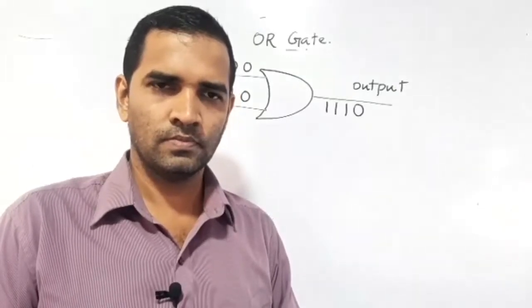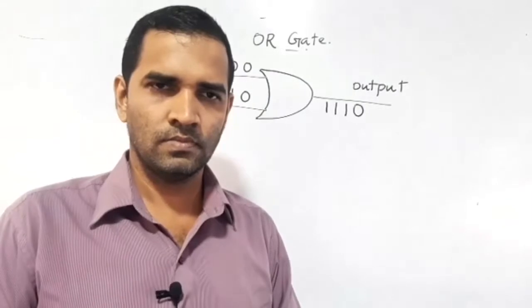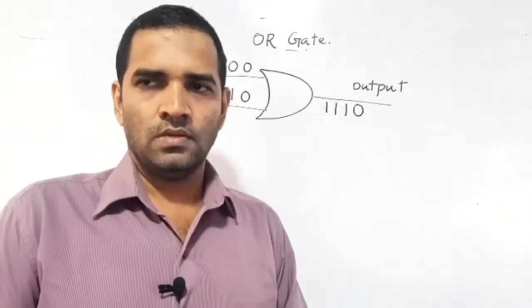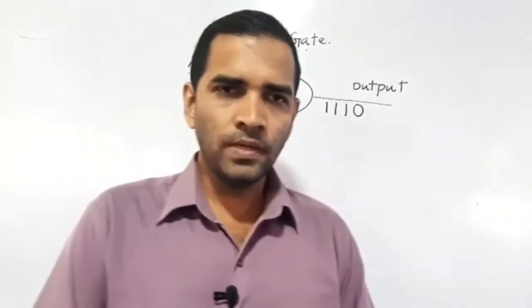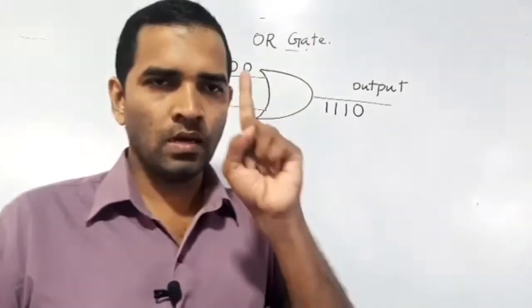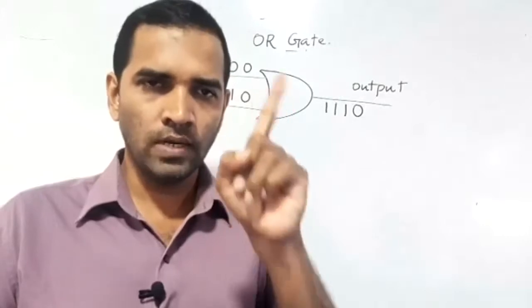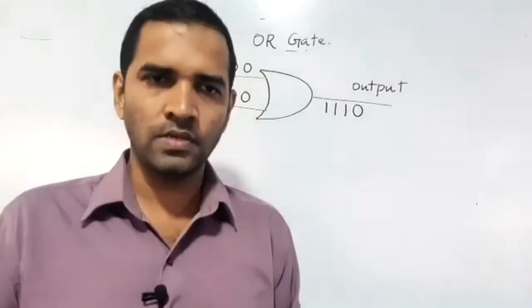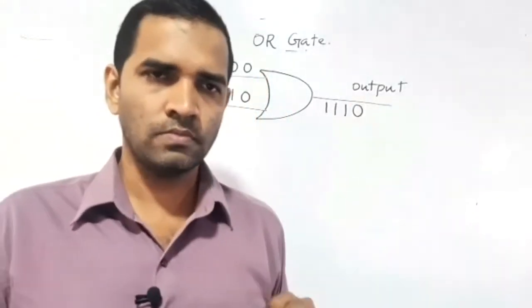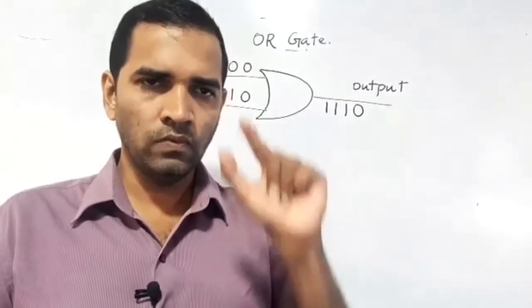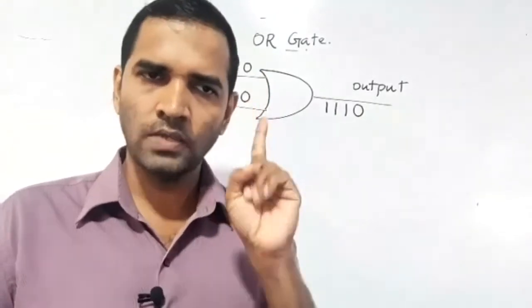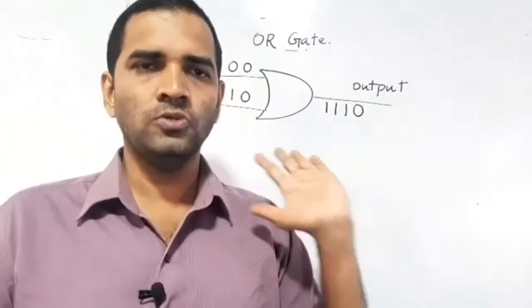If only one or both have electricity, the electricity comes as the output. Okay, so we can simply define that as when one of the inputs is high. Okay, at least when one of the inputs has electricity, output should be electricity. Okay, I repeat it. When one of the inputs has electricity, output should be electricity.